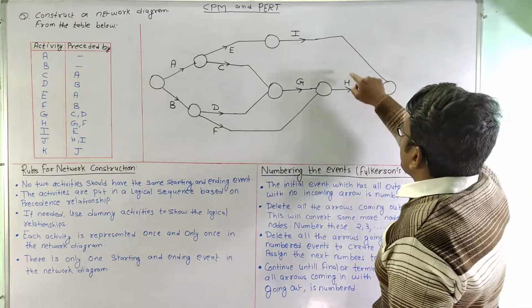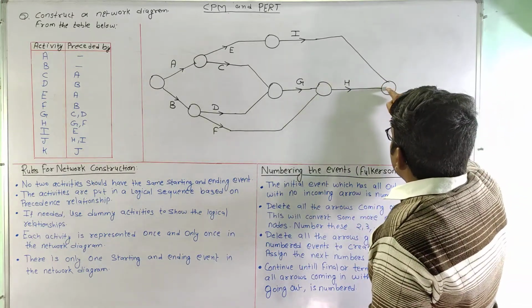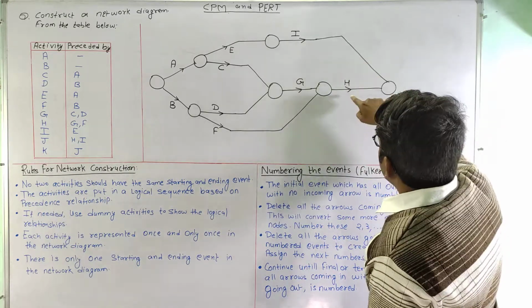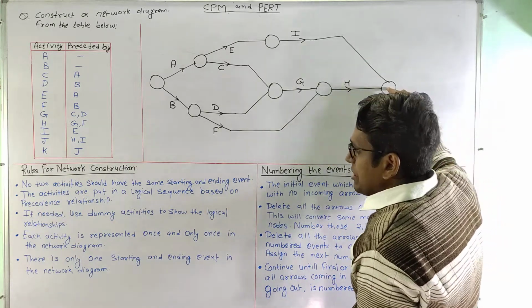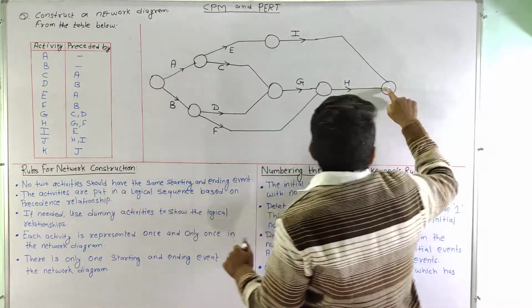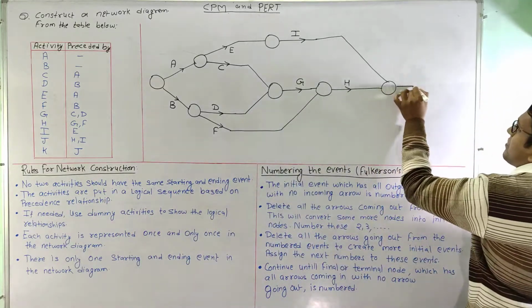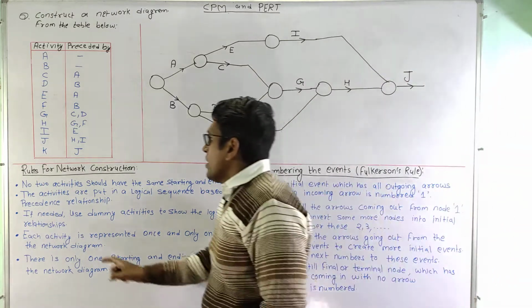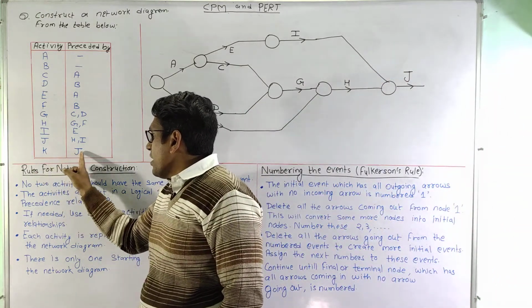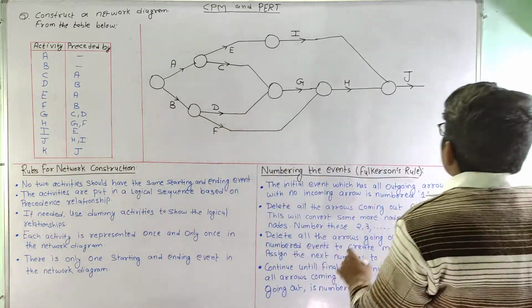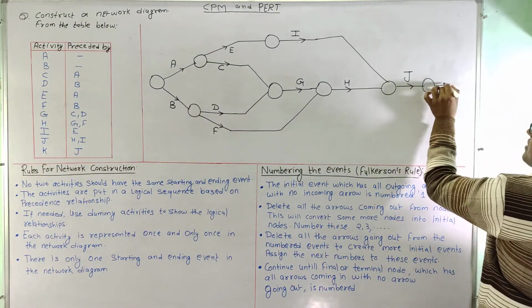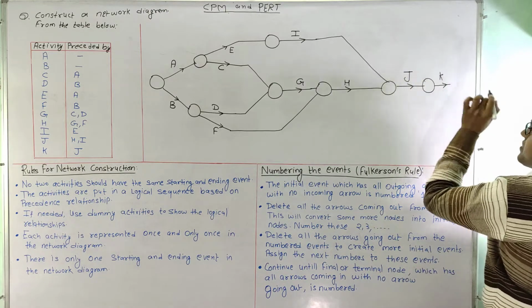So activity H and I are converged at this node, and this suggests that at this point of time activity I and activity H are completed here, and we will start activity J from here. So this is activity J, and now activity K is preceded by activity J. So we can see once J is ended, activity K is started.